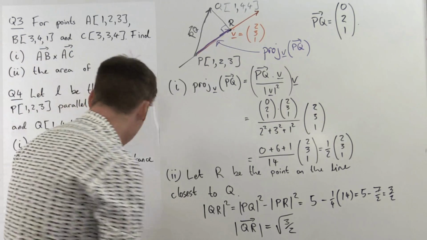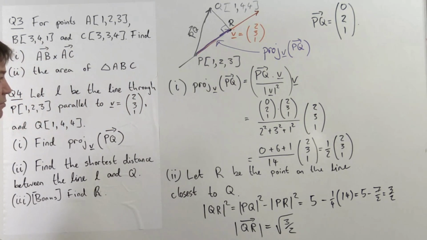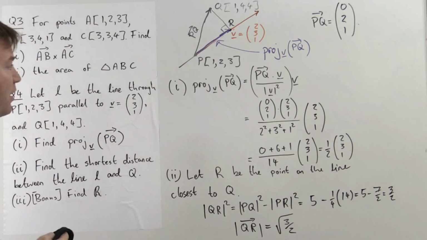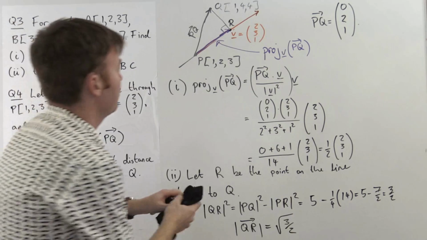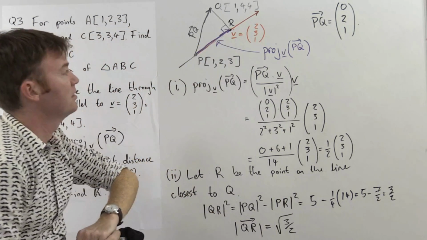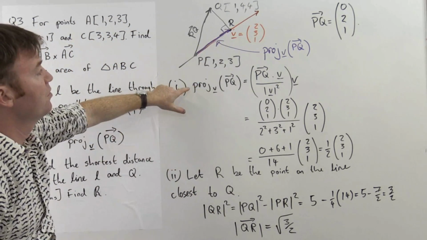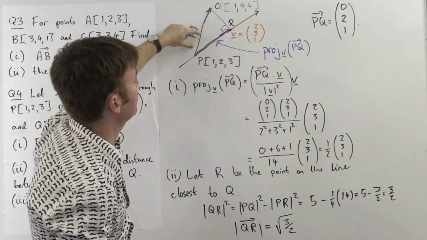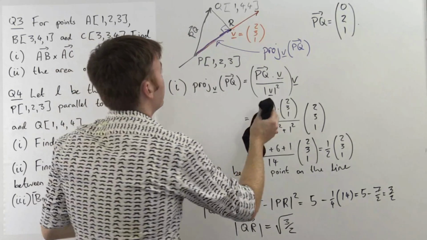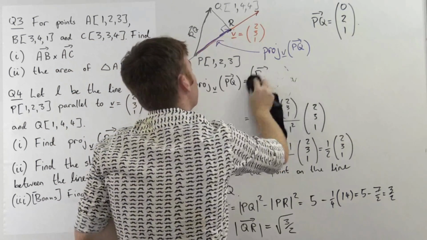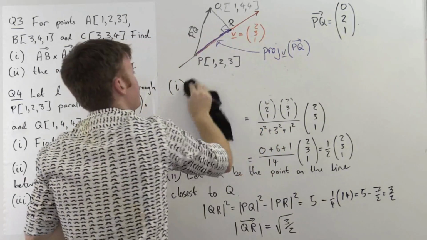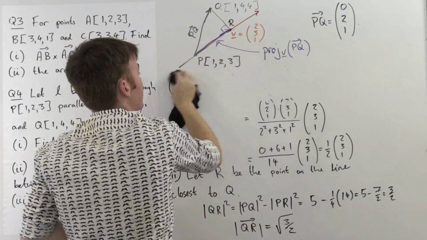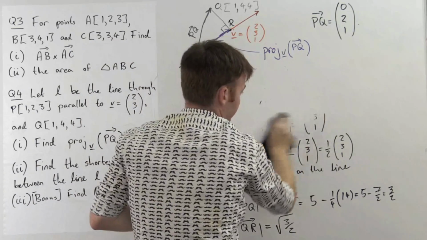Okay. And the bonus question is to actually go forth and find R. Well, to find R, we need to get there somehow. One way to do it is to take the vector, well, there's 2 ways you can go about this. The easiest way is probably just to go first from the origin to P, and then from P to R. So let's do that.